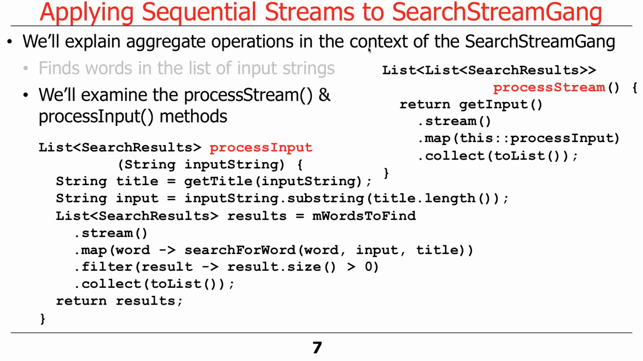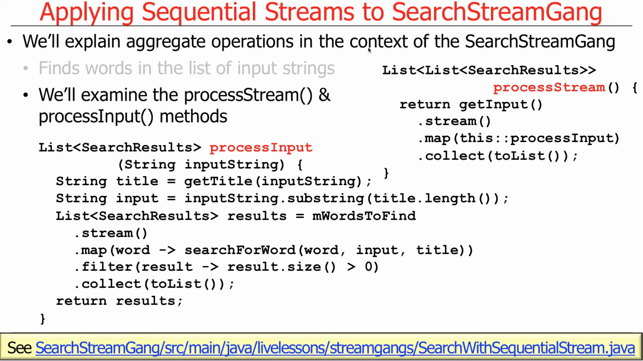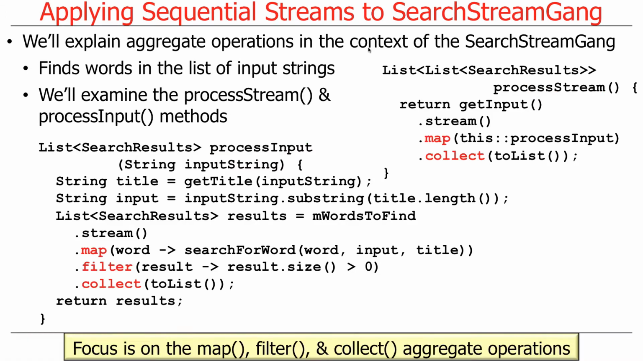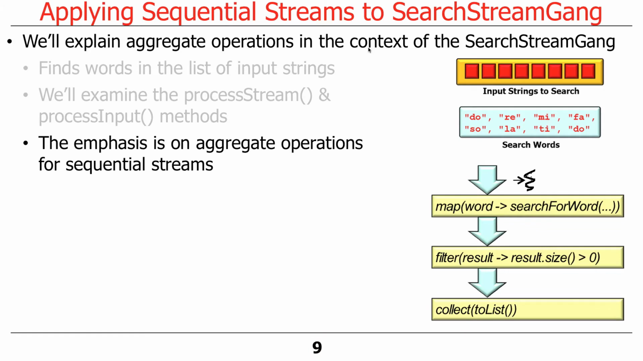So we're going to take a look at two methods, process stream and process input. And as you can see at a very high level, both of these use streams, and we'll talk more about how they work as we go through here. You can actually take a look at this file to see this code. We're going to focus on a few of the aggregate operations, particularly map, filter, and collect. There are other operations as well, but those are some of the ones you see all the time.